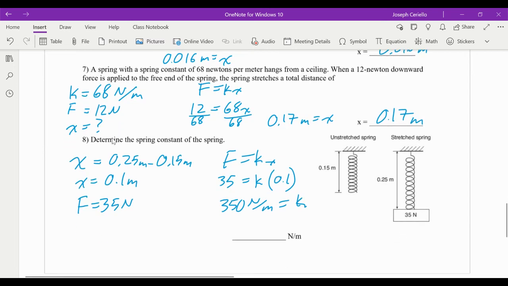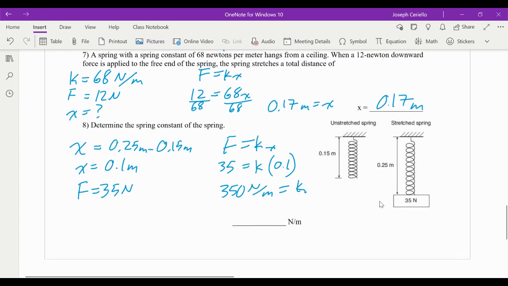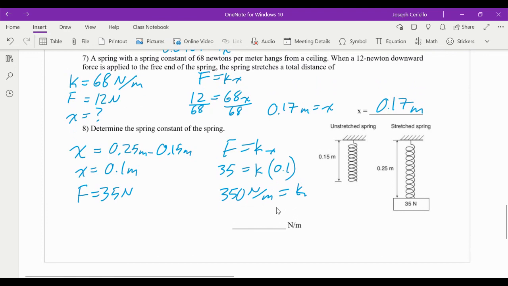Now, I like this next question because it doesn't tell you any numbers in the question itself. You have to look at the picture. From the picture, you have to realize that the x value is 0.1 meters. Why? Because that is how far the spring stretched. Again, that is what x is. The force pulling on it is given to us in the picture, 35 newtons. F equals kx, we get 350 newtons per meter. So 350 newtons of force is required to stretch or compress that spring 1 meter.